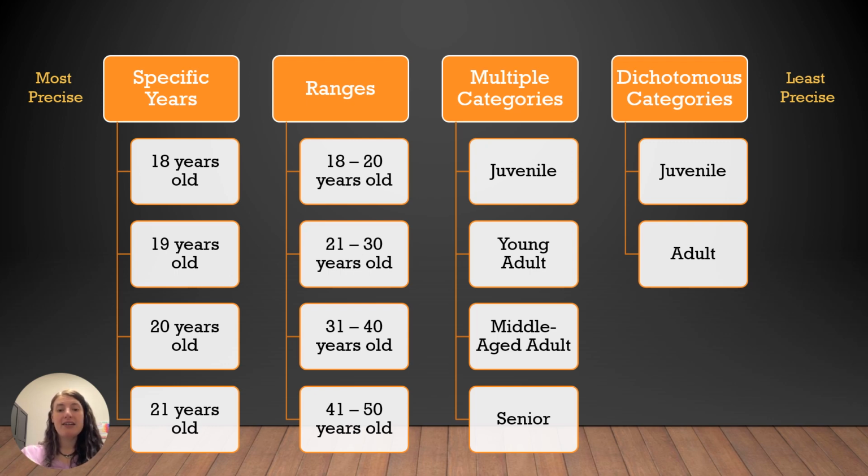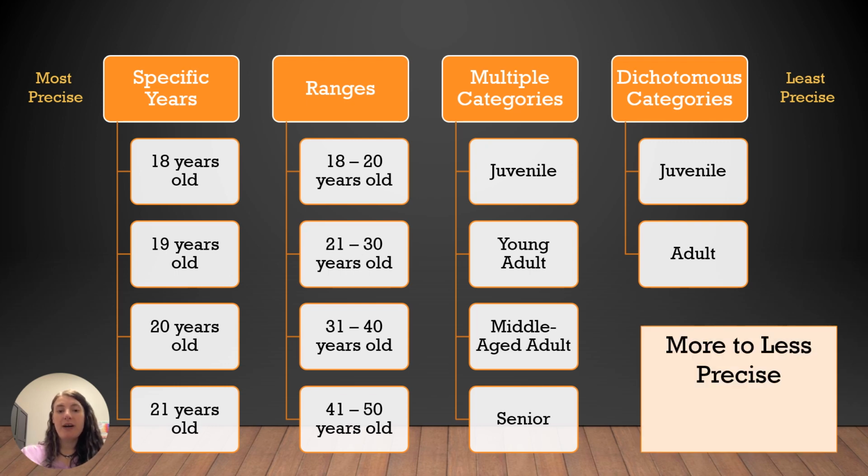So again, consider the problem with the subjectivity of this categorization. Definitions of senior change. So someone who considers themselves to be a senior at 55 may not categorize themselves the same way that someone who doesn't consider themselves to be a senior until age 65. Hence why it's important to consider the purpose of your measurement when picking your level of specificity.